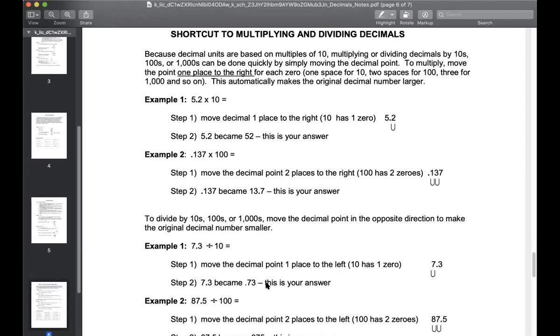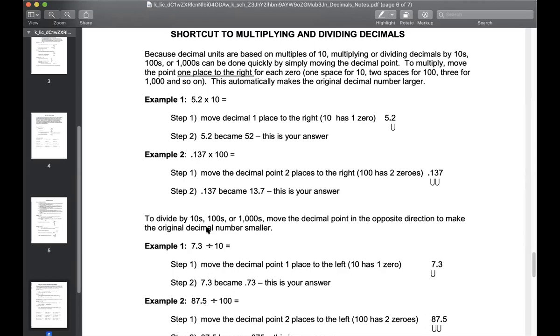Can you repeat? What happens when I divide by 10 or divide by 100? What happens to my decimal number? When you divide by 10 or by 100, you have to move the point to your left. Very good. So when you're dividing by 10 or 100, as Jules said, I just move my decimal to the left, right?